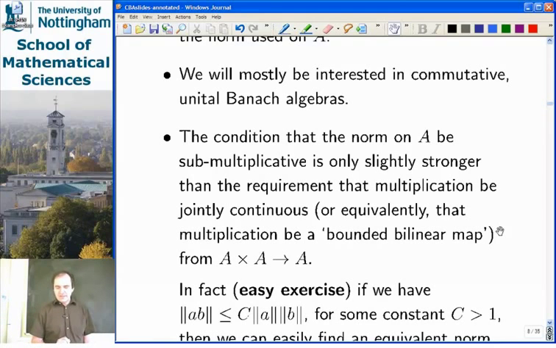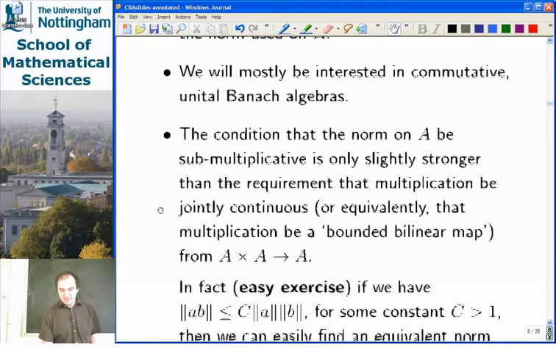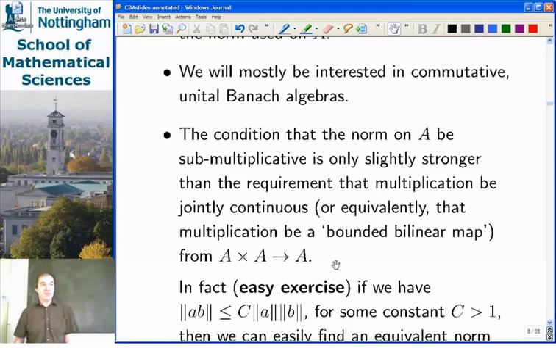Being submultiplicative, as I said, is very similar to saying that multiplication is jointly continuous, which means essentially this, as a map from A cross A to A. There's a notion of bounded bilinear map, which you can find out about, which is pretty much the same thing.